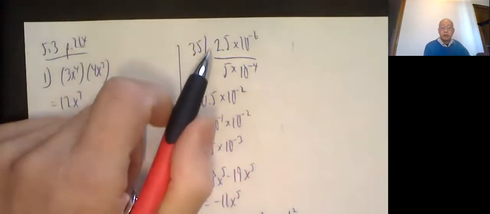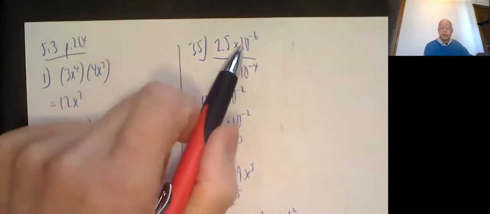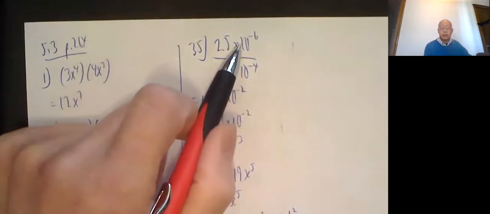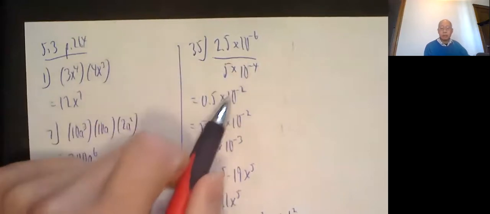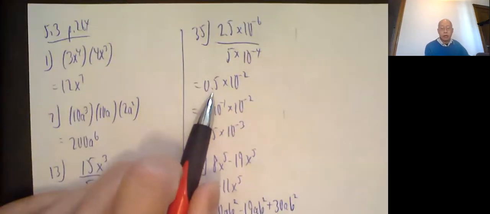35, 2.5 divided by 5 is 0.5. That's not between 1 and 10. Okay, 10 to the negative 6 divided by 10 to the negative 4. Subtract 10 to the negative 6 minus a negative 4. That's negative 6 plus 4, negative 2. Okay, now, I need this to be between 1 and 10.